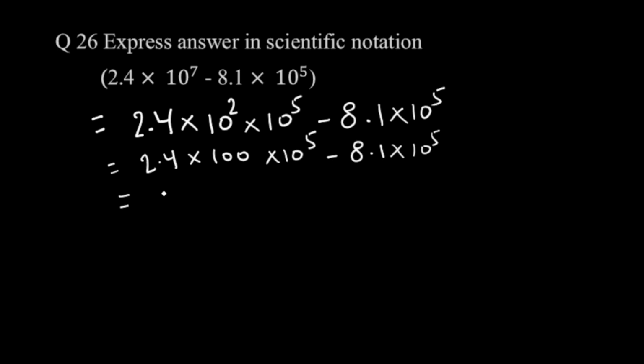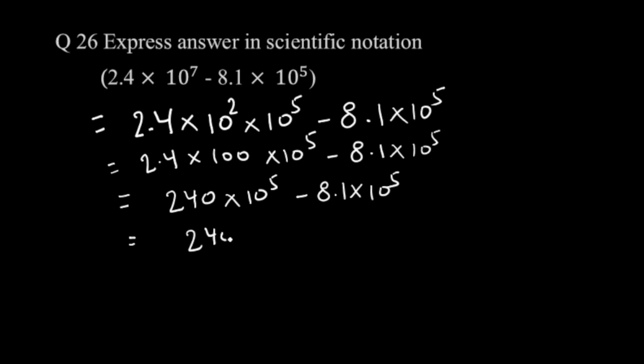2.4 multiply 100, 240 multiply 10 to the power 5 minus 8.1 multiply 10 to the power 5. 240 minus 8.1 multiply 10 to the power 5. 240 minus 8.1, what is the value?